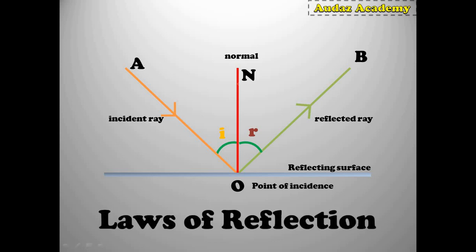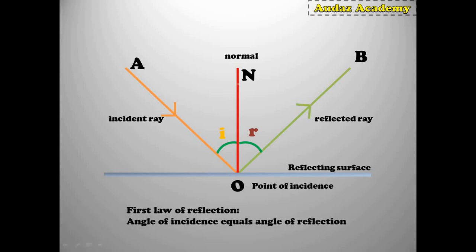Now next we are going to understand what the laws of reflection are. There are three laws of reflection. The first law of reflection is: the angle of incidence equals the angle of reflection. So in our case, angle AON equals angle BON, or simply we can say that angle I equals angle R.